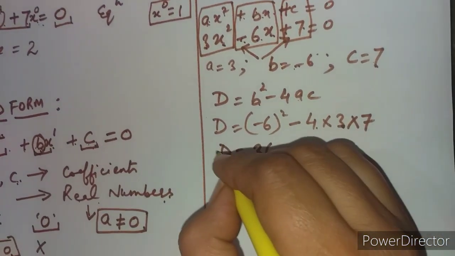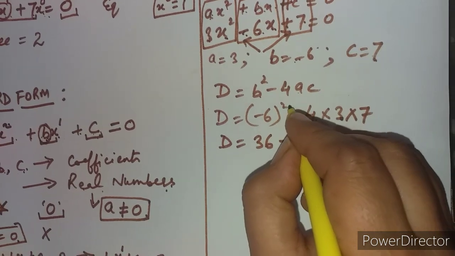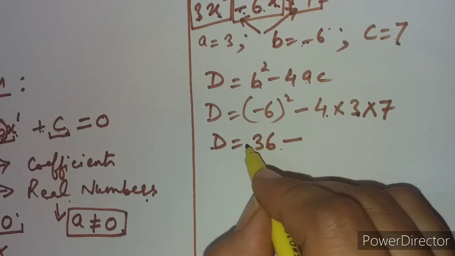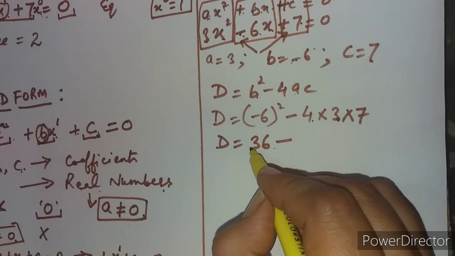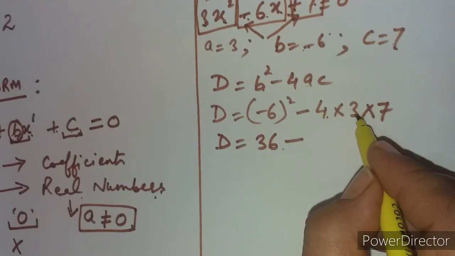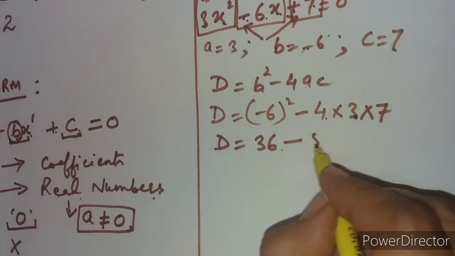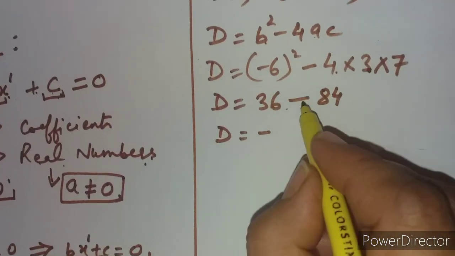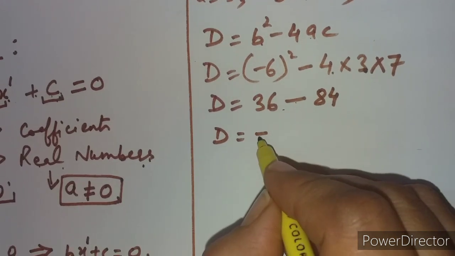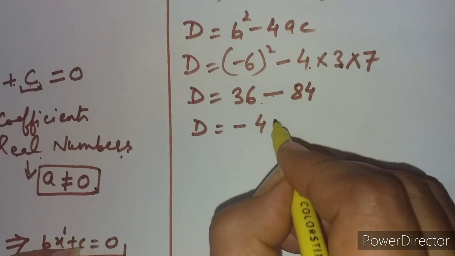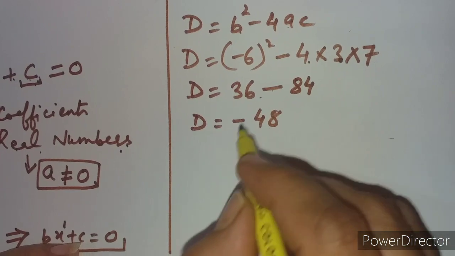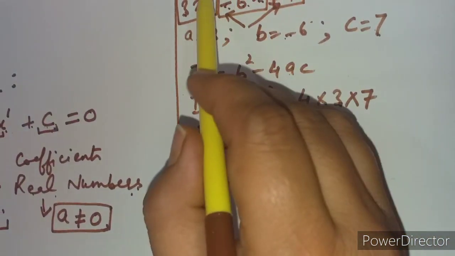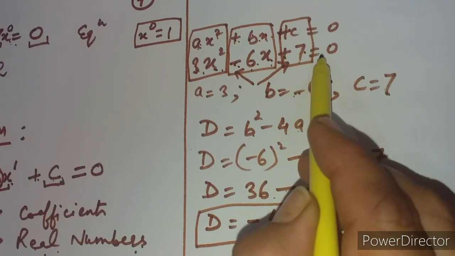Now solving, D is equal to square of minus 6, which is 36. See that square of a minus is always positive, don't make a mistake here, remember this. And 4 3s are 12, 12 7s are 84. So after subtracting, because the bigger number is the one with minus, the answer will have minus, and subtracting we will get 48. Now this is the value of the expression D for the quadratic equation 3x square minus 6x plus 7.